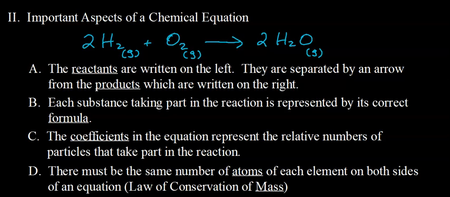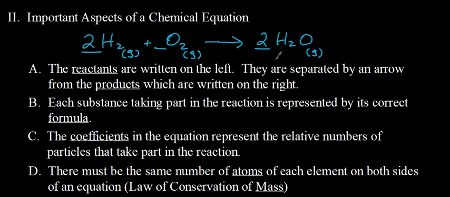Next up, the coefficients. Those are the numbers written in front of the formulas. The coefficients represent the relative numbers of particles that take part in the reaction. So notice there's not a number written in front of the O2. That is implied as a 1, so we don't have to write the number 1 for a coefficient.